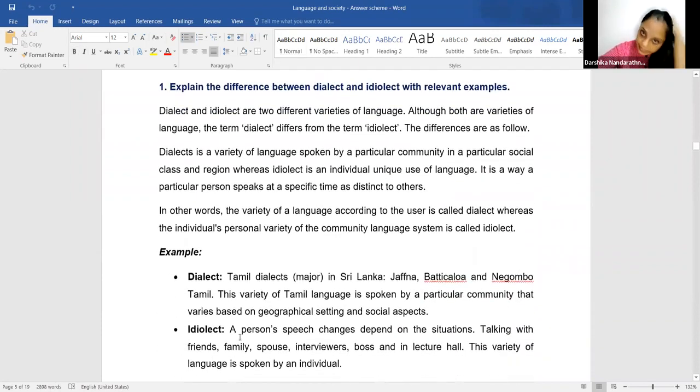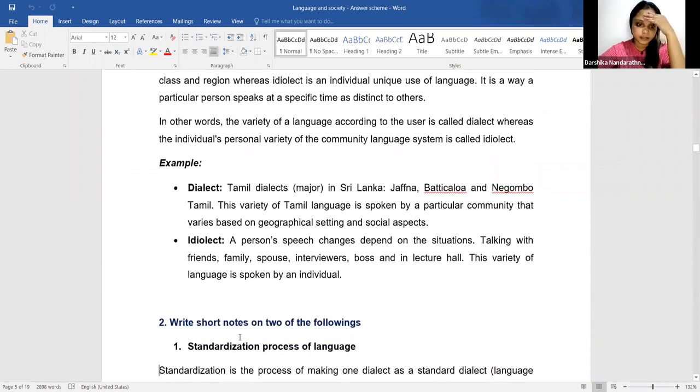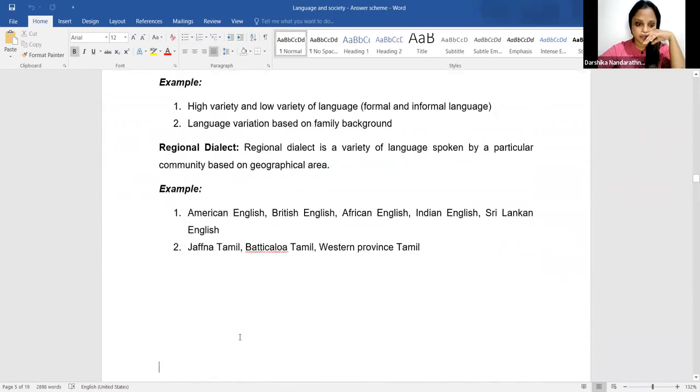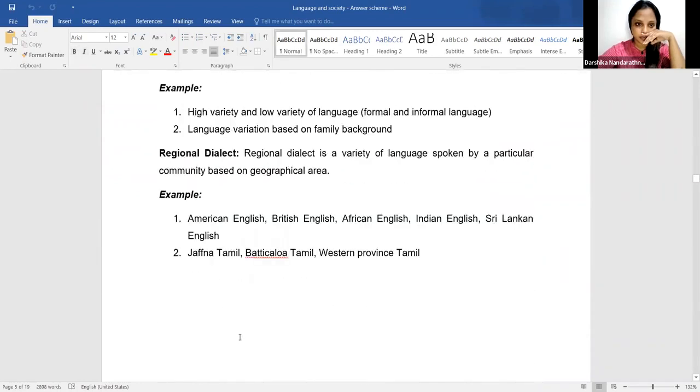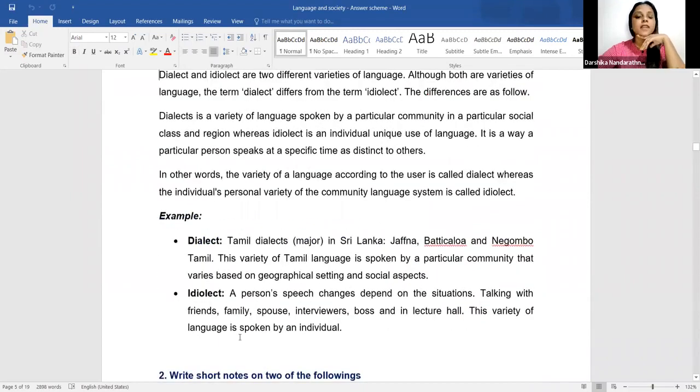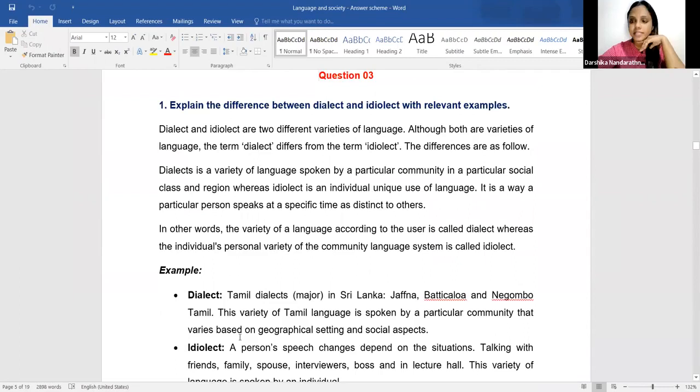Then question number 3. Under this question, you can see there are 2 questions, right? Under question number 3, there are 2 questions. The first question is, explain the difference between dialect and idiolect with relevant examples. So I know you have a very clear idea about what is a dialect and what is idiolect.